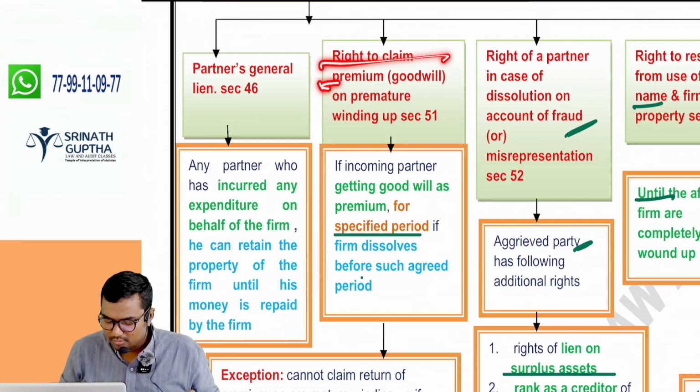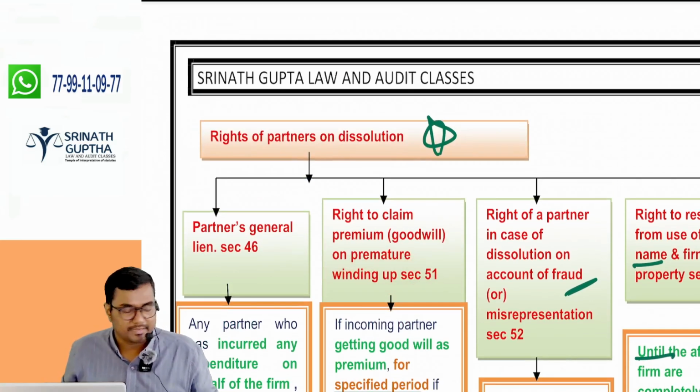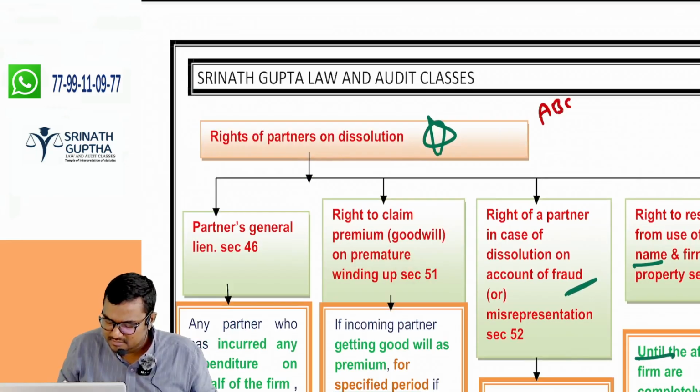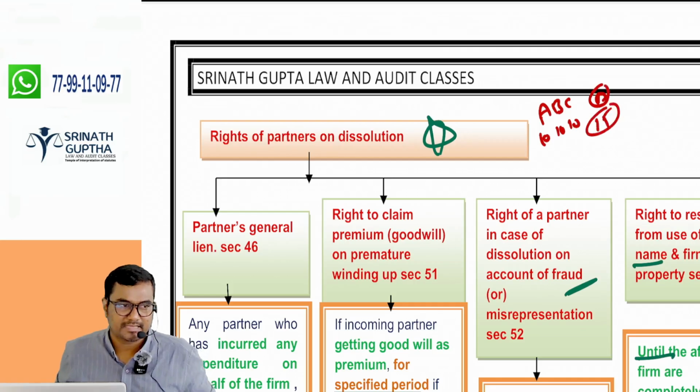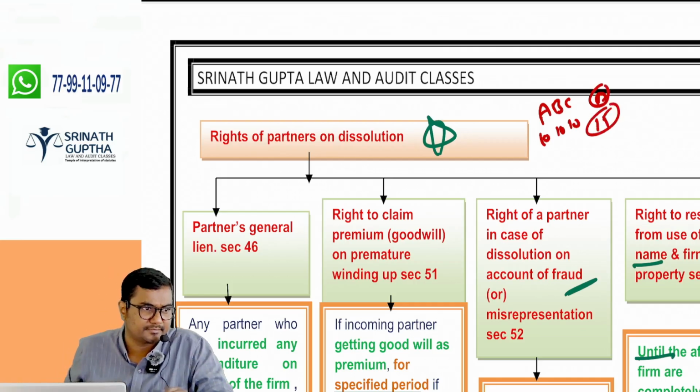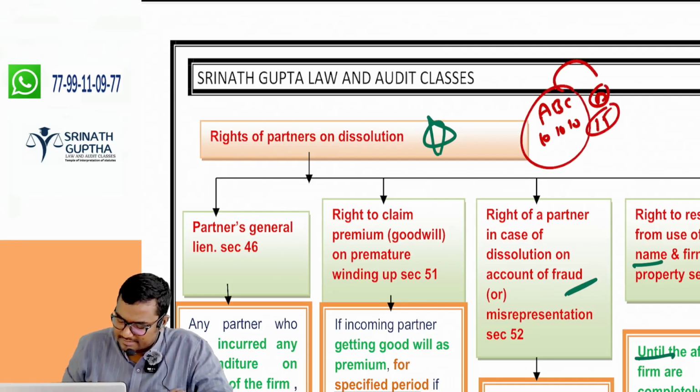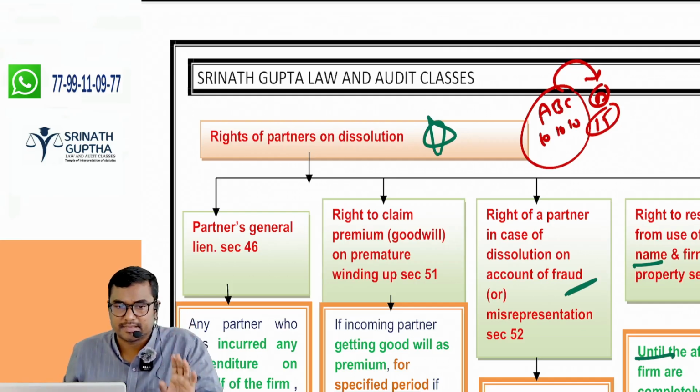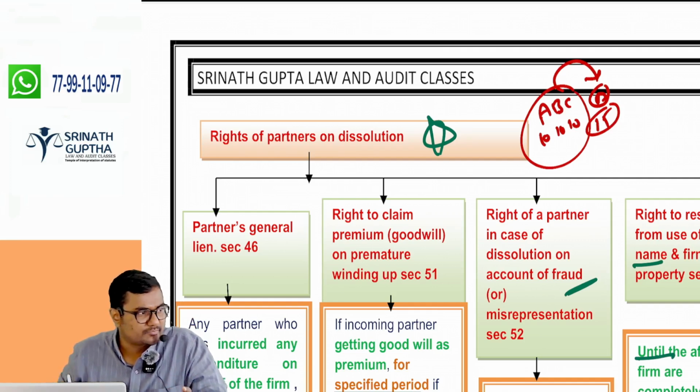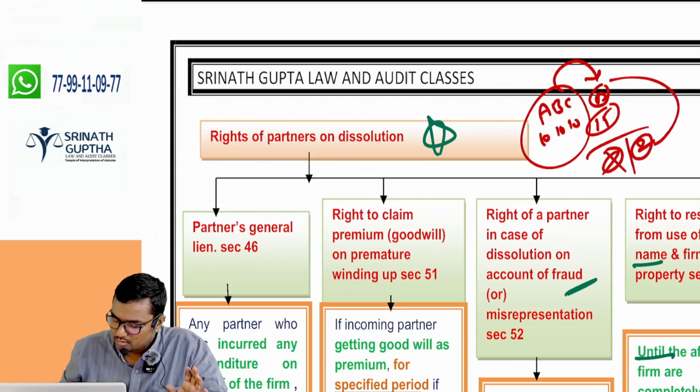Next, the right to claim a premium for premature winding up. Actually, A, B, C brought 10 lakhs each 2 years back, but D is bringing 15 lakhs, 5 lakhs extra. Why is he bringing 5 lakhs extra later? Because these people give a guarantee: D, if you want to join us, the firm will continue for the next 5 years, and from day one you can enjoy the fruits. That's why he is bringing the 5 lakhs extra premium. But if the firm is dissolved after only 3 years, we have to repay the 2 lakhs.